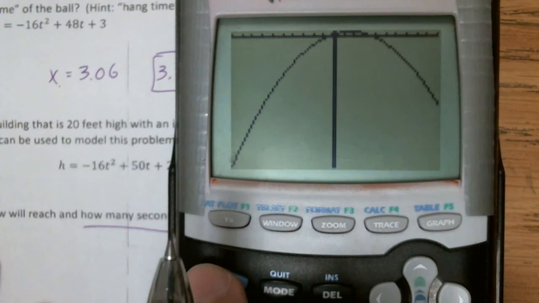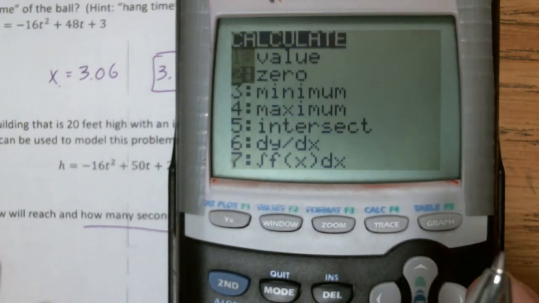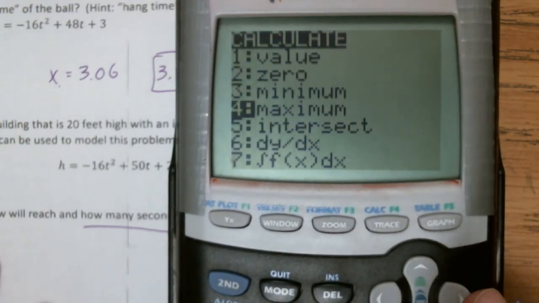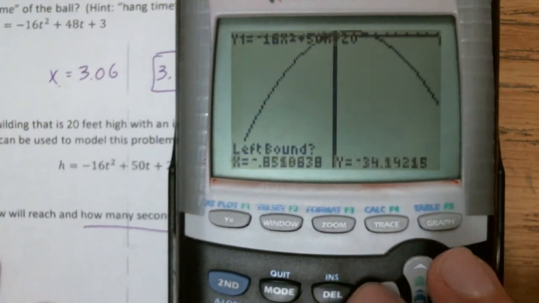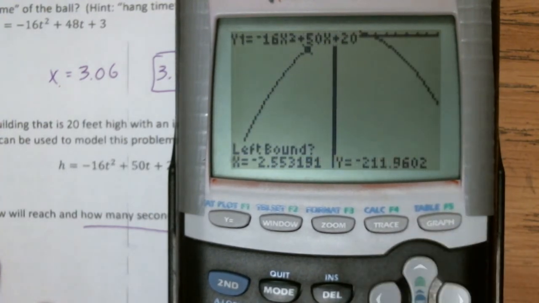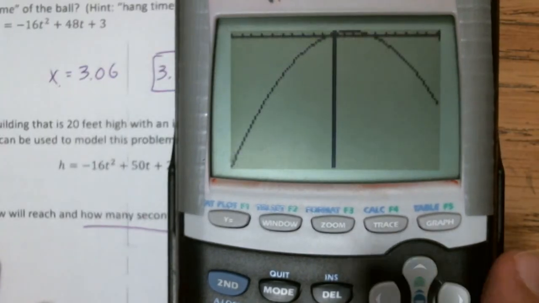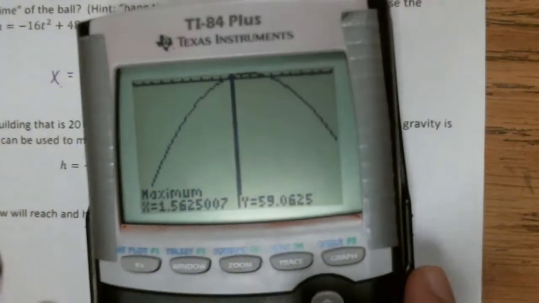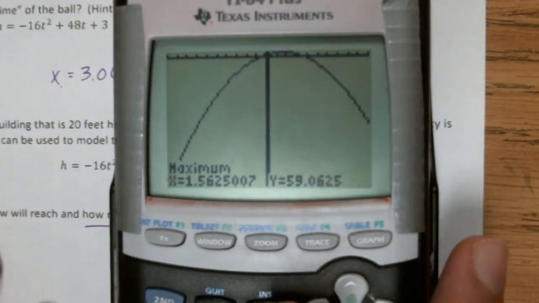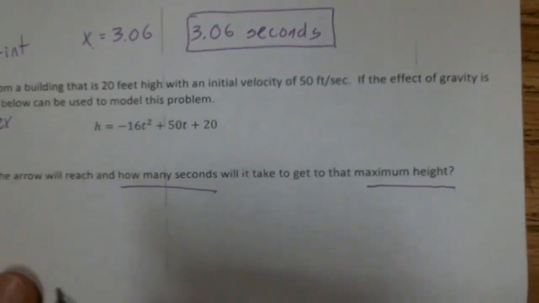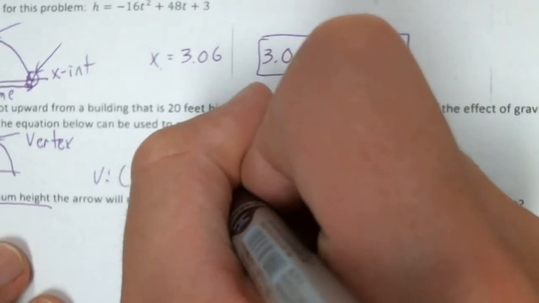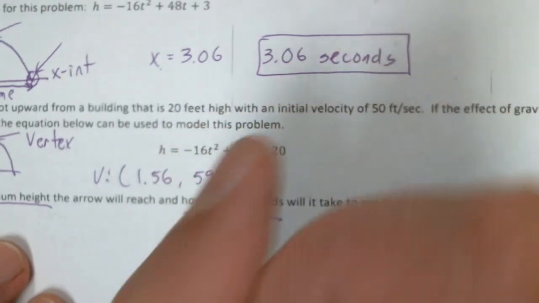So I need Mr. Spidey. So I'll go second calc. I don't want the 0. I don't want the x-intercept. I want the vertex, which in this case is a maximum. Select max. I need to move Mr. Spidey to the left of the vertex. That's good. I need to move Mr. Spidey to the right of the vertex, anywhere up there. That's good. Press enter a third time, and lo and behold, there is my vertex. 1.56, comma, 59.1. Okay, so its vertex is 1.56, comma, 59.0 or 59.1.